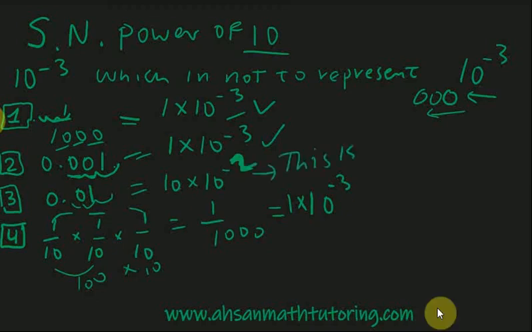So this is not the one that represents it, because this becomes 10 times 10 to the negative 2, because you have to go back 2 units, 1, 2, right? This is not the one that represents it. And the other 3, 1, 2, and 4, are the ones that represent 10 to the negative 3, right?